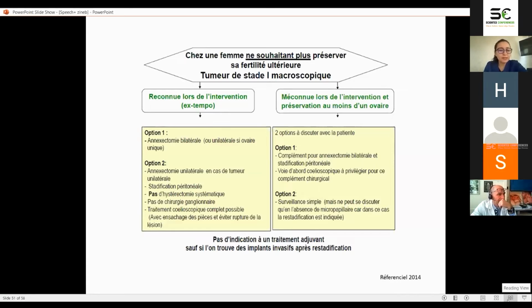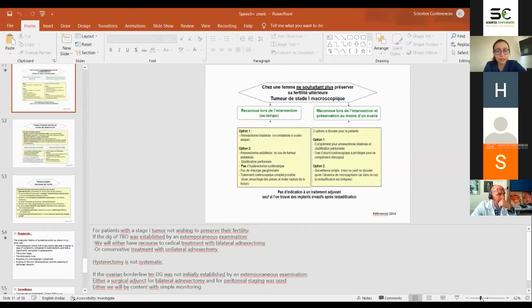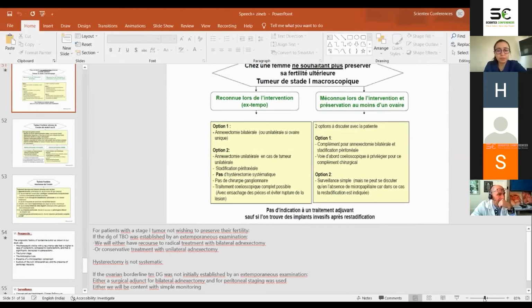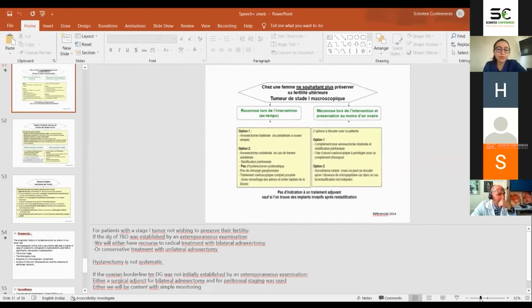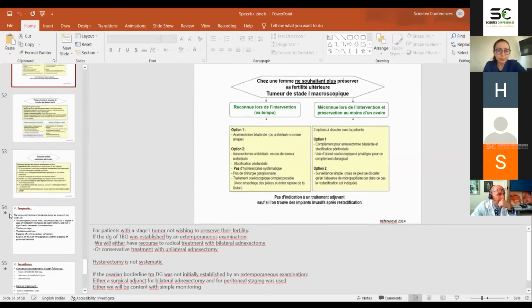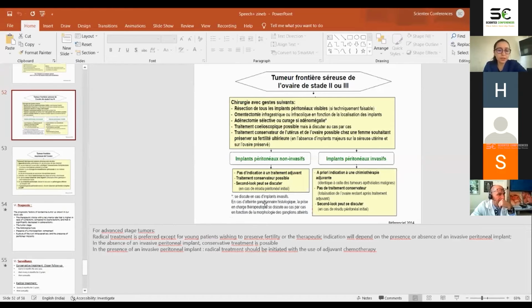For advanced stage tumor, radical treatment is preferred except for young patients wishing to preserve fertility, where the therapeutic indication will depend on the presence or absence of an invasive peritoneal implant. In the absence of an invasive peritoneal implant, conservative treatment is possible. In the presence of invasive peritoneal implants, radical treatment should be initiated with the use of adjuvant chemotherapy.